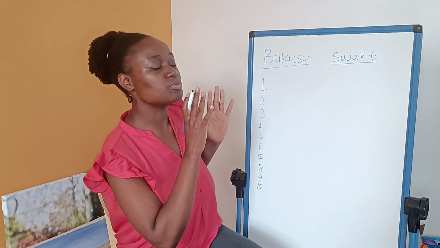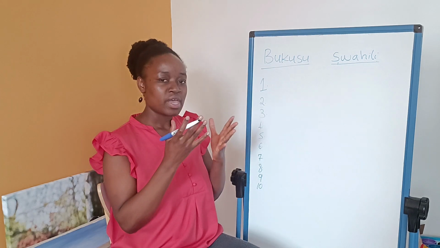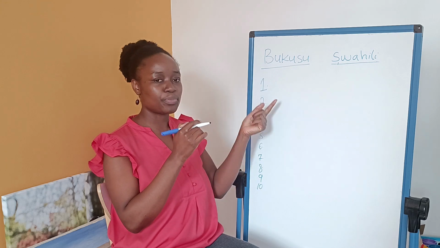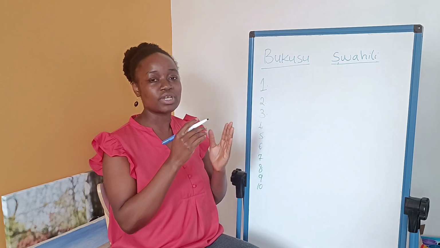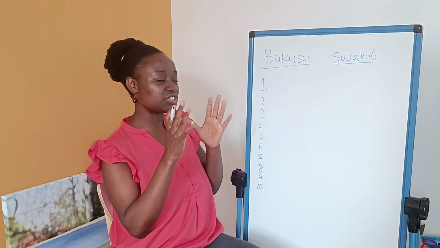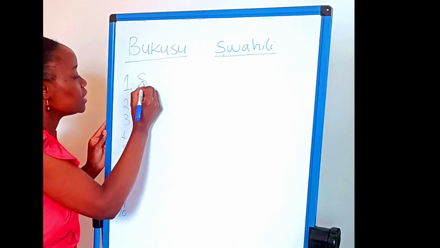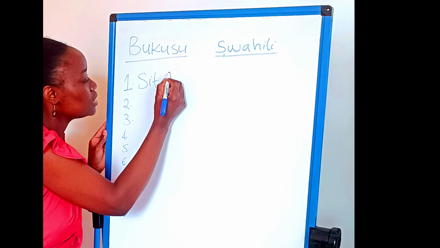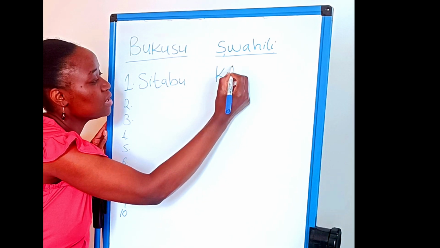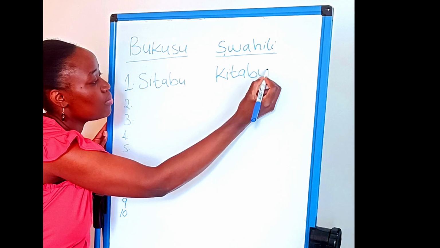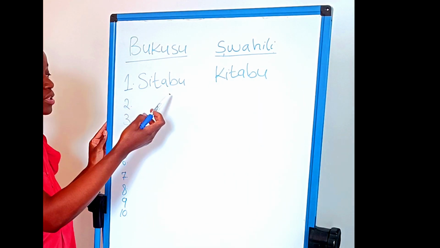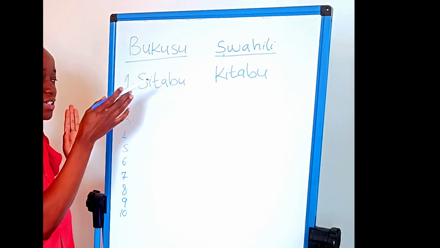So the first word I'm going to be teaching you today is a book. A book is called sitabu according to the Bukusu people. And in Swahili, a book is kitabu. So it's pretty much the same word. There are very few letters that are changing. You write it as sitabu, and here you write it as kitabu. So you see tabu, but the Bukusu pronunciation is actually different.